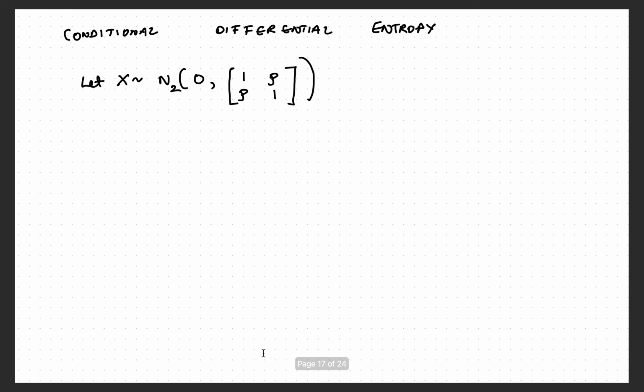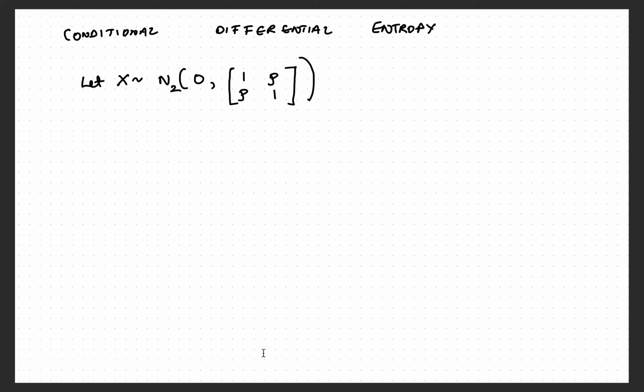I'll be defining a random variable x, which is a bivariate normal distribution with a mean vector mu. So it's a vector, it's not just a scalar here, and a covariance matrix given by 1 rho 1, which means that there is a correlation of rho.